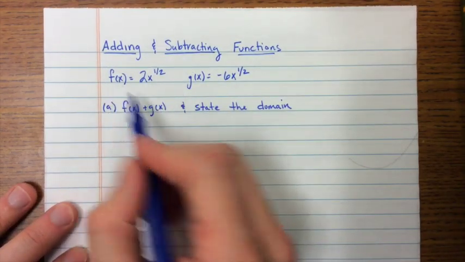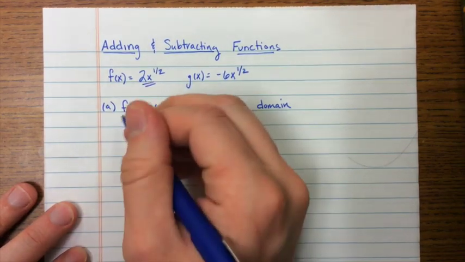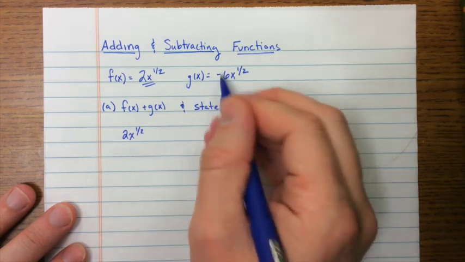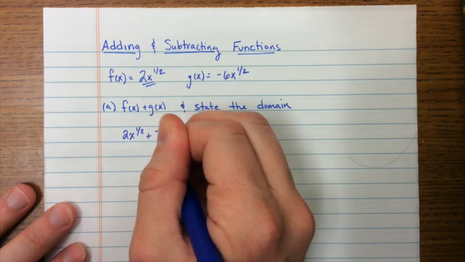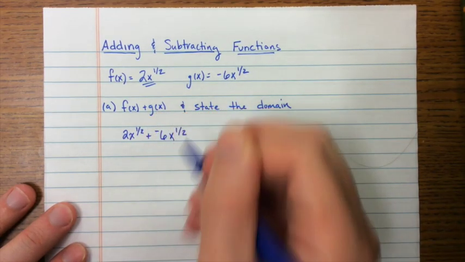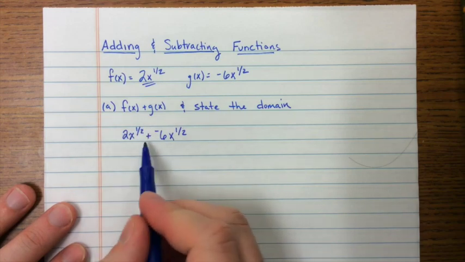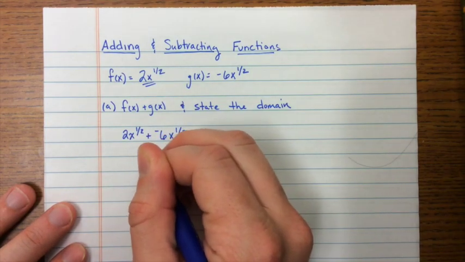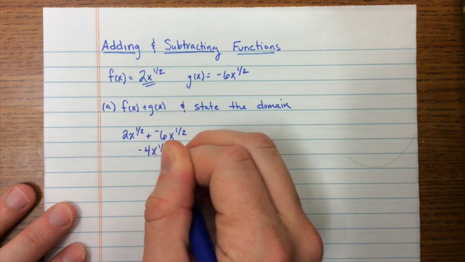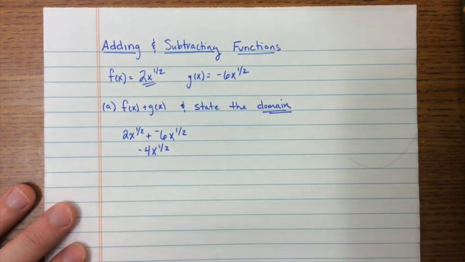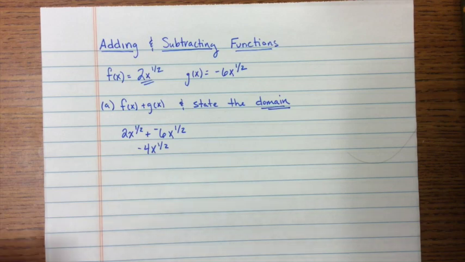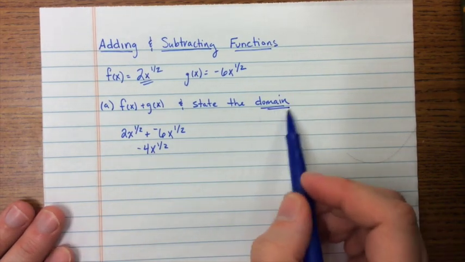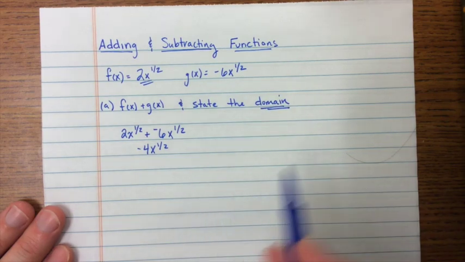Well, of course, we look up here to see who f is. f is 2x to the 1/2 power. g of x is negative 6x to the 1/2 power. And so we have 2x to the 1/2 plus negative 6x to the 1/2, and that is negative 4x to the 1/2. Now the domain of a function, really we'd like the domain of the function to be all real numbers. You can substitute any value for x, but there are some cases where we have to restrict the domain.